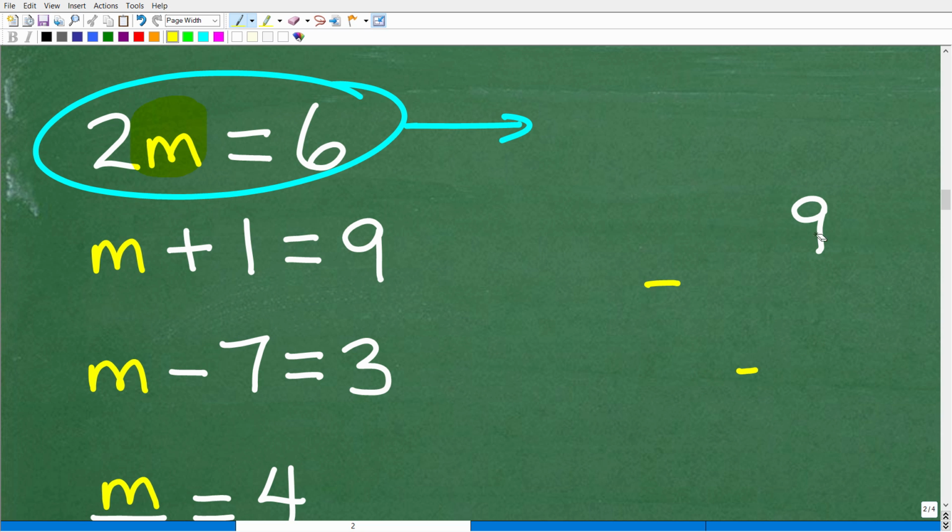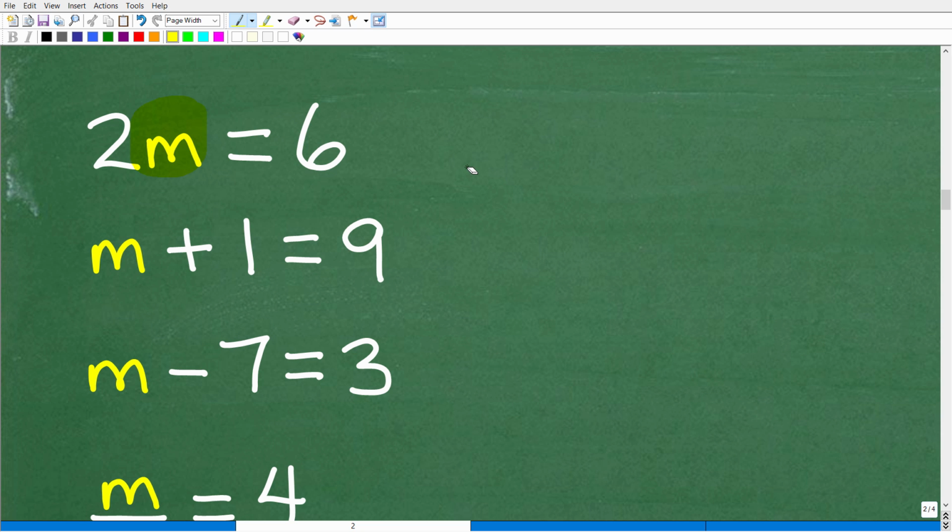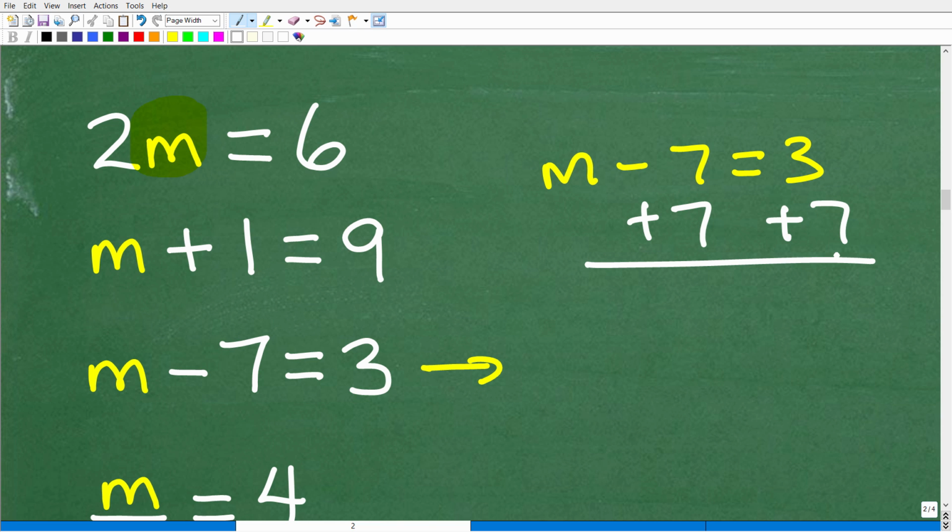All right, so hopefully this is starting to make sense. And let's go ahead and pick up the pace here. We'll do m minus 7 is equal to 3. So we want to get m by itself. So how do we do that? Well, let's add a 7 to this side of the equation and add a 7 to this side of the equation right there.